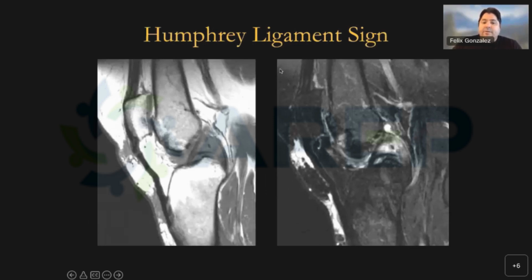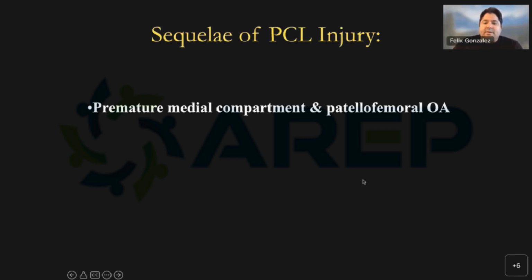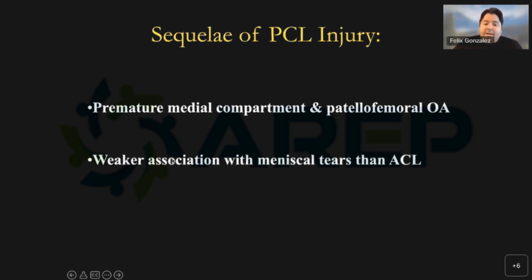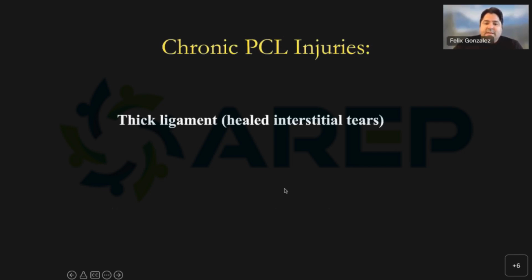Here's the Humphrey ligament sign, right? Sometimes you can see the Humphrey ligament completely separated from the PCL, and it can help you detect the injury to the PCL itself. Sequela of PCL injury: you can have premature medial and patellofemoral OA. You can have weaker association with meniscal tears and ACL injury. Better prognosis than ACL for sure for return to sports activity.